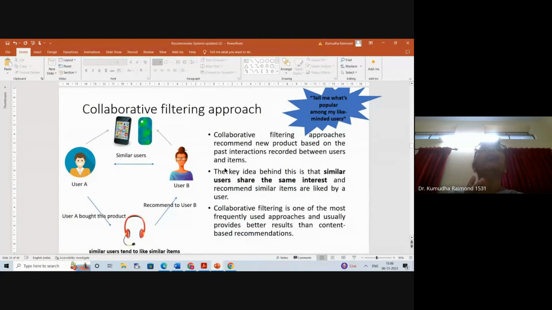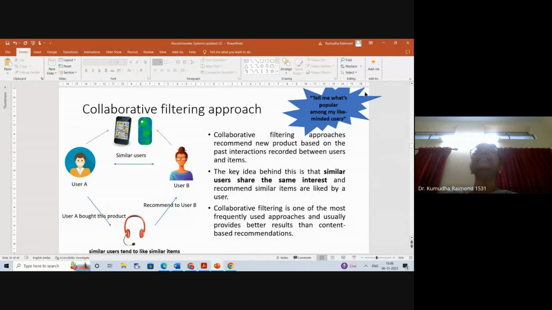The second one is called collaborative filtering. What is collaborative filtering? For example, there are similar users. This user bought this product, and this user has bought this particular product. And user A, the one who got this product, also got this other product. When I want to recommend to user B, because their likes are very similar, they are similar users, in that case it will recommend this particular product to this user. So this is called collaborative filtering.